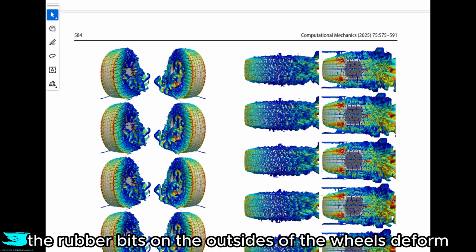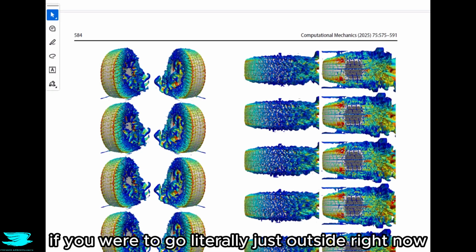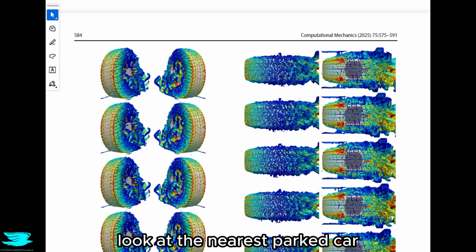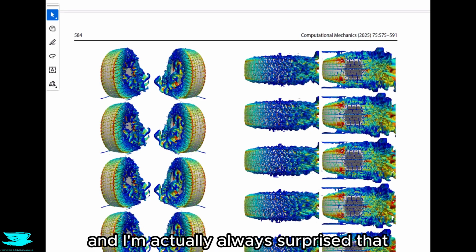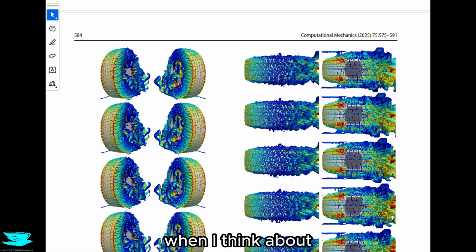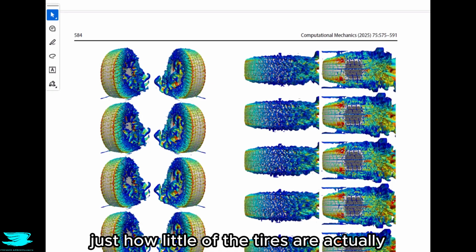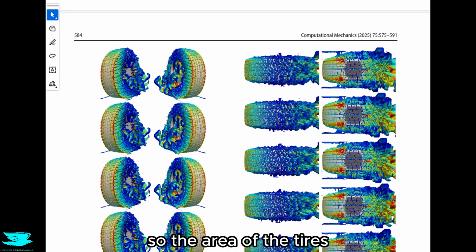Rims are, tires aren't. The rubber bits on the outsides of the wheels deform. And you can see this very easily if you were to go literally just outside right now. Look at the nearest parked car. Where the tires meet the road, they should be squished, and that's all from the weight of the car on them. And I'm actually always surprised when I think about just how little of the tires are actually supporting the weight of the cars.